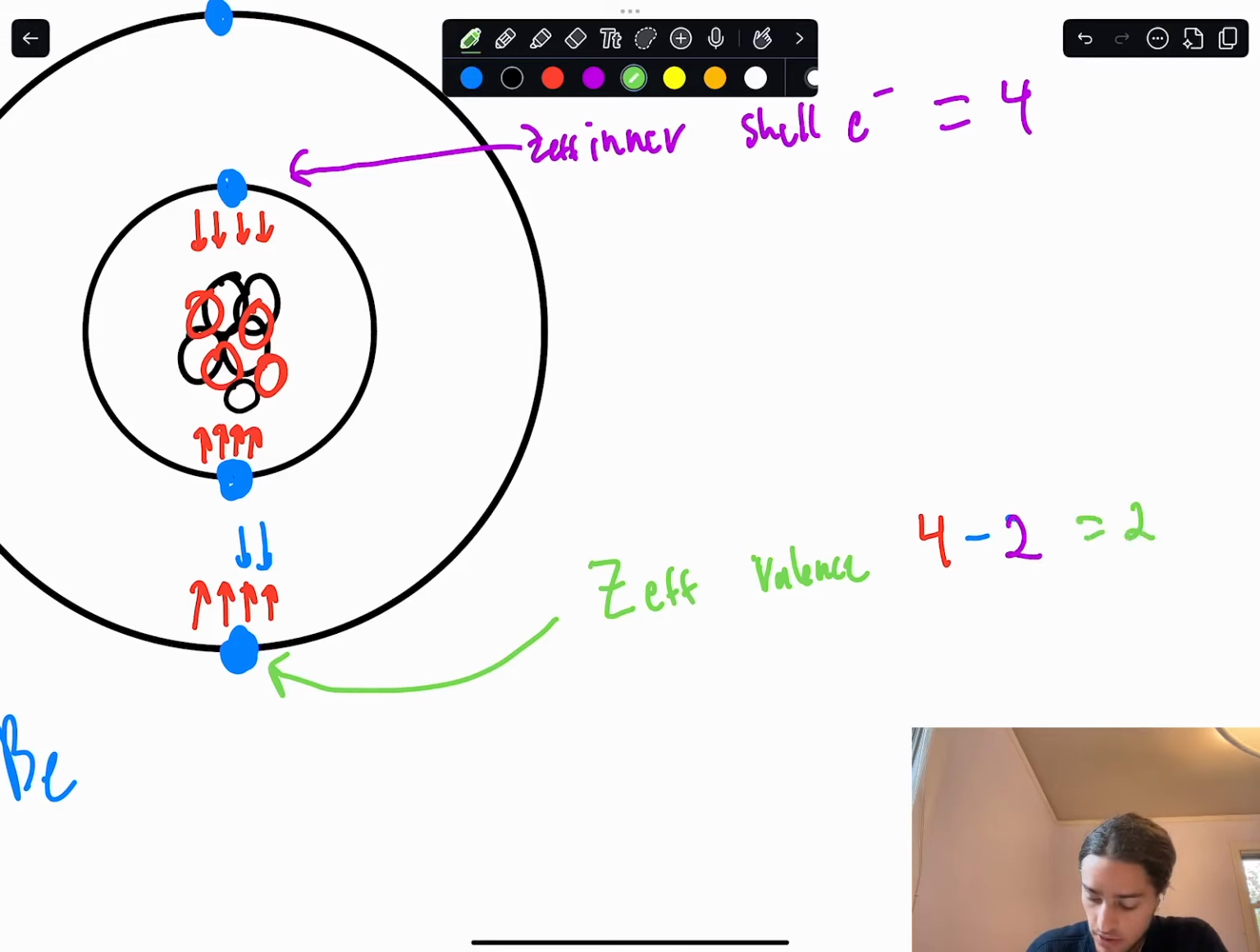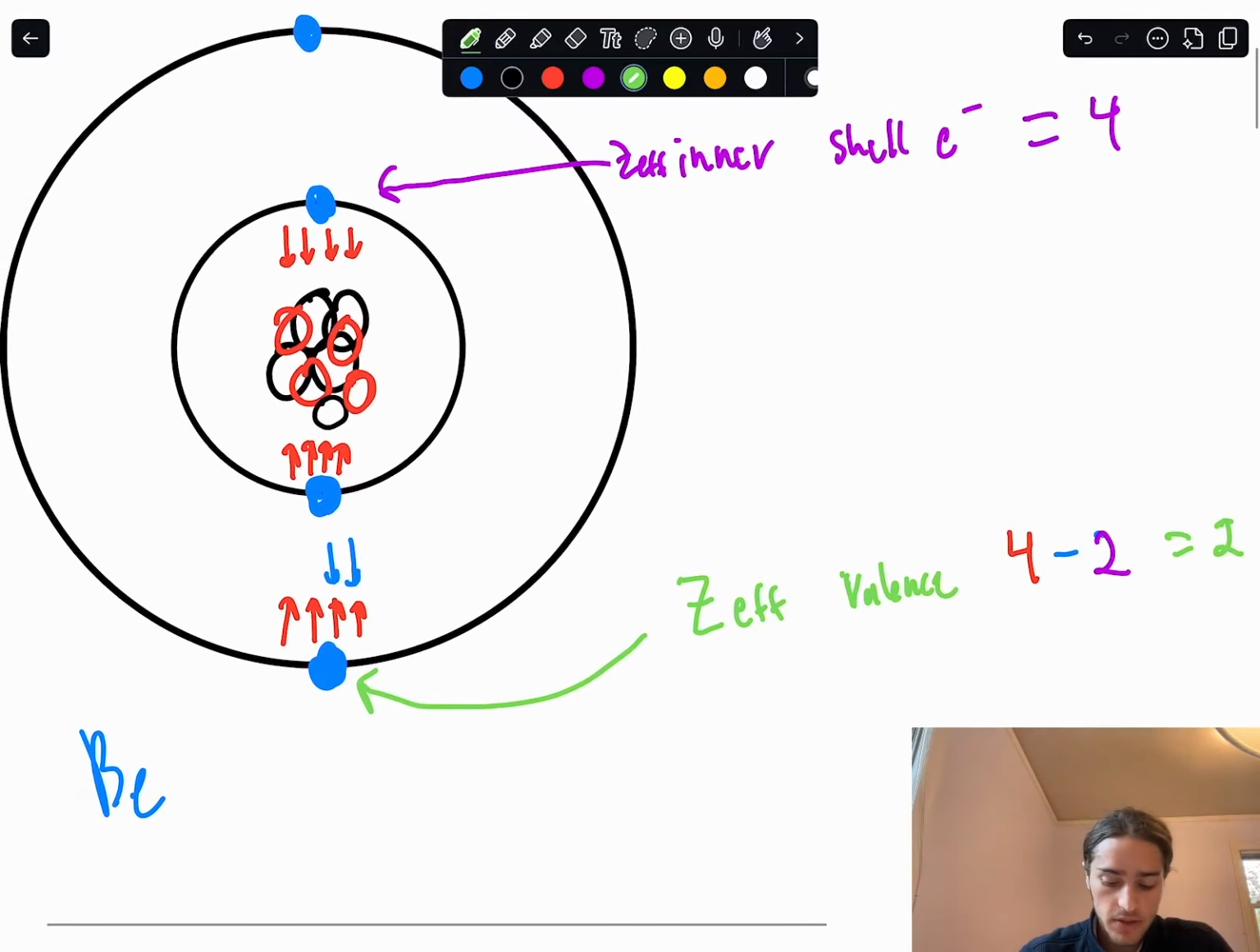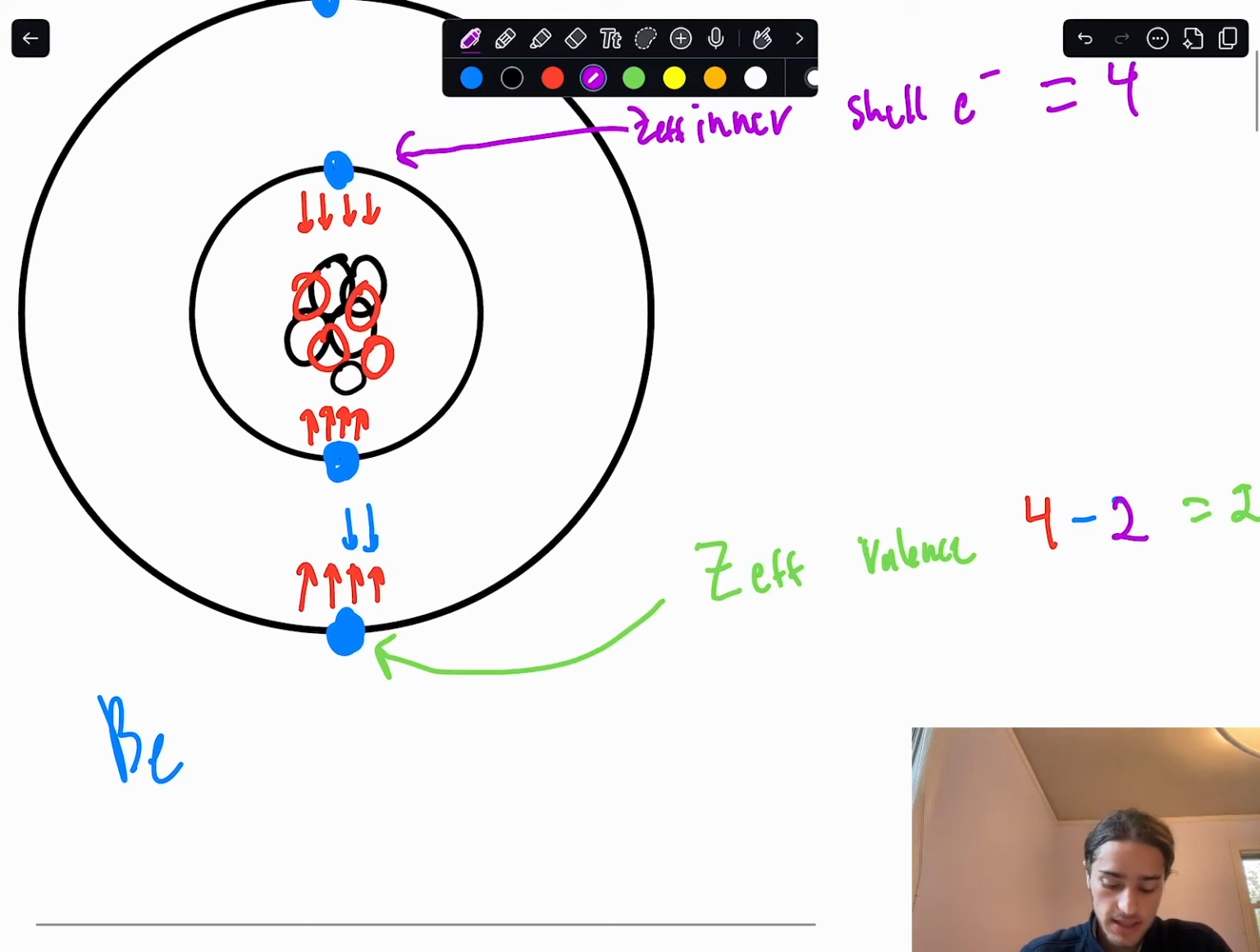And that's going to equal an effective nuclear charge of 2, right? Okay. And just in case you were wondering, you might be wondering two more things. Well, what about the inner shell's electrons? Aren't they being repelled to the valence shell? And yeah, they are. They're also going to be repelled for sure.